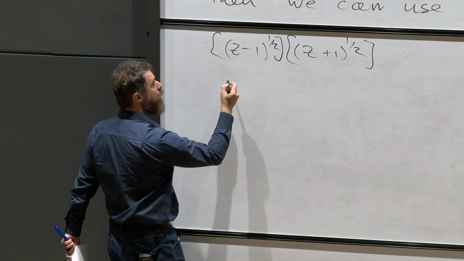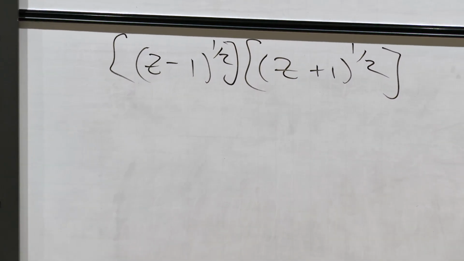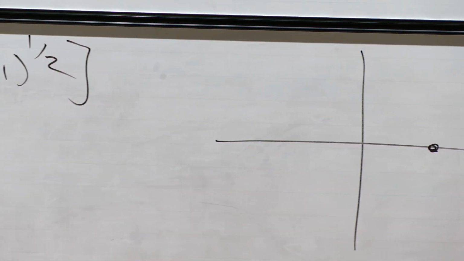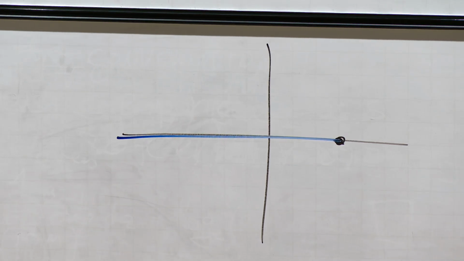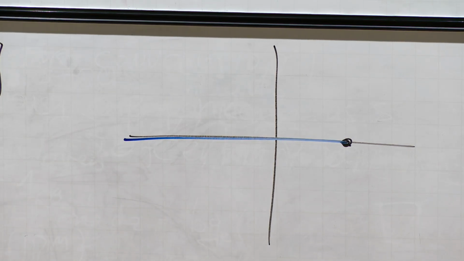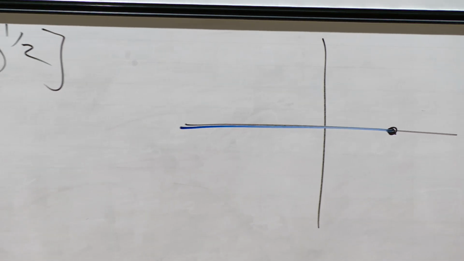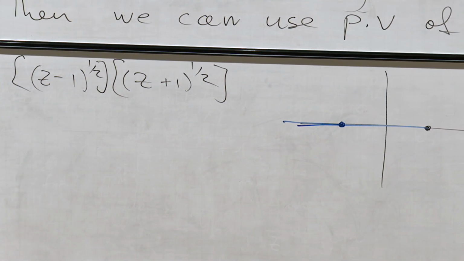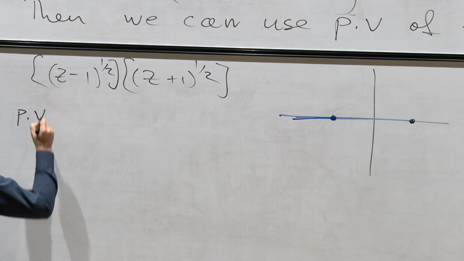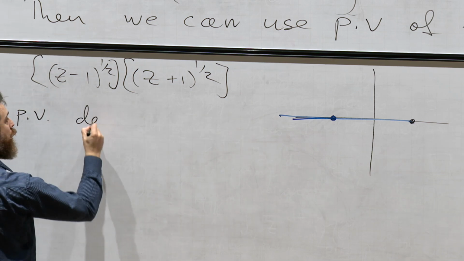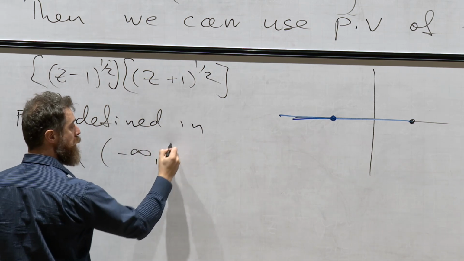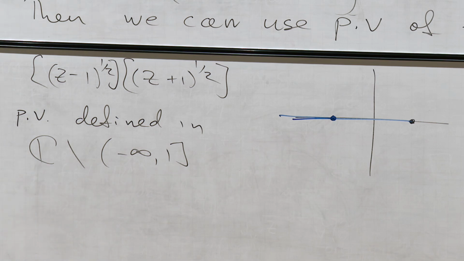So here we need z minus 1 to be anything but a negative real, so we exclude this line. And here we need z plus 1 not to be a negative real, so we exclude this. So principal values, both of them, are defined in C without minus infinity to 1, which is, I think, better.